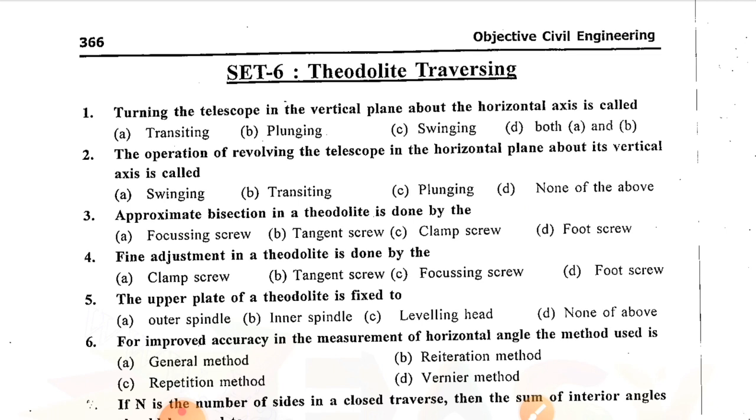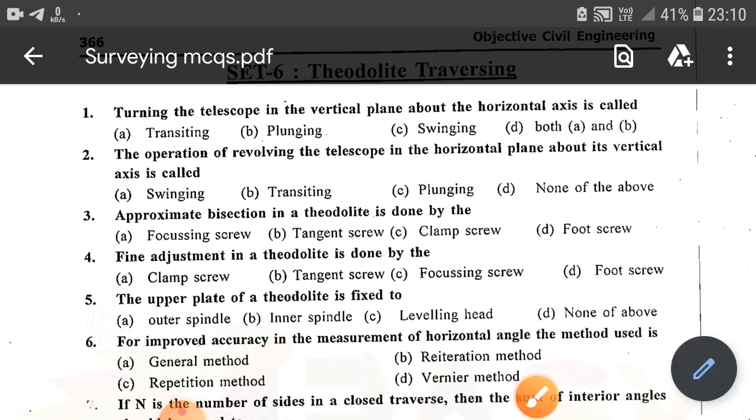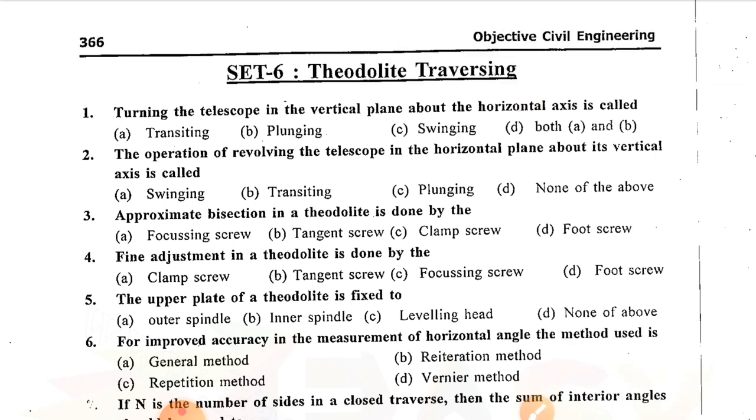Question number 1, turning the telescope in the vertical plane about the horizontal axis is called. A, transiting. B, plunging. Option C, swinging. Option D, both A and B. Option D is correct, both A and B. Question number 2, the operation of revolving the telescope in the horizontal plane about its vertical axis is called. Option A is correct, swinging.